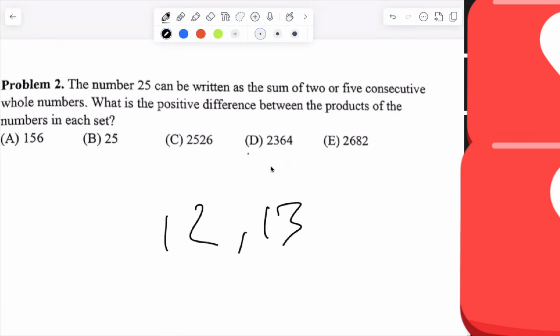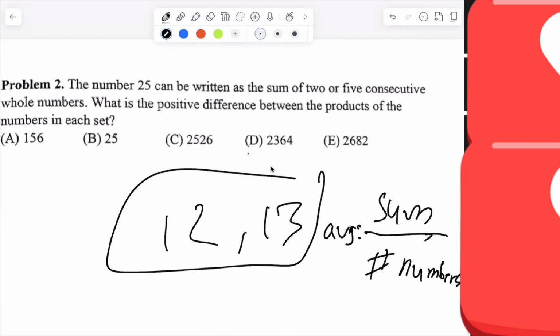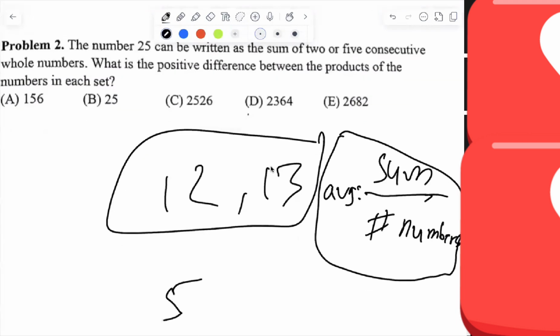Now 5 might be difficult, but notice what we talked about. We talked about learning about a middle. What is that middle? Well, we just take the average. We first take the sum, the total sum, divided by the amount of numbers. Just write AVG as the abbreviation. This is key. So we know that the average is then 5 for the 5 consecutive whole numbers.